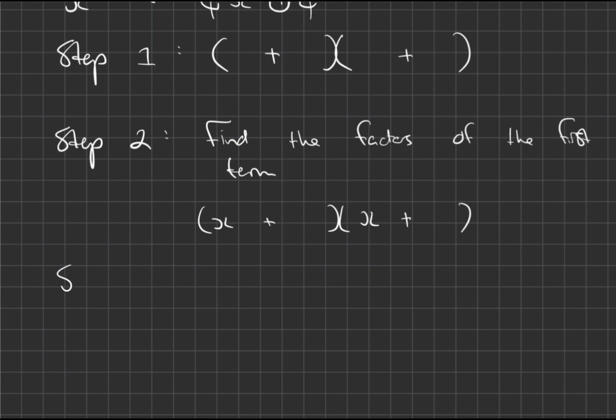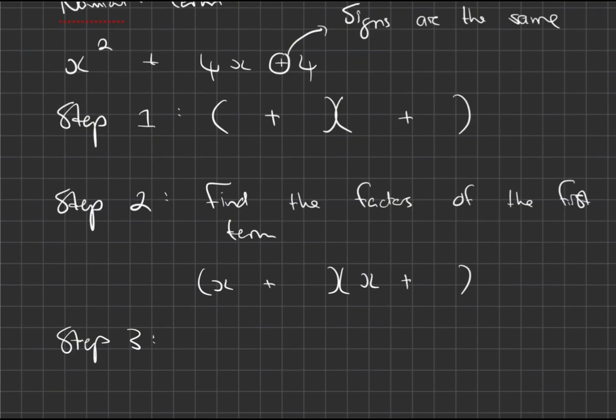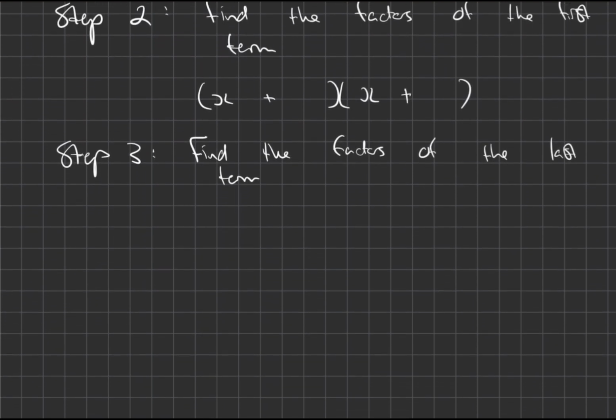Now step 3, and this is the step that most people struggle with. Step 3 is to find the factors of the last term. So you look at this term here. Find the factors of the last term. So what are the factors of 4? Let's write them down.